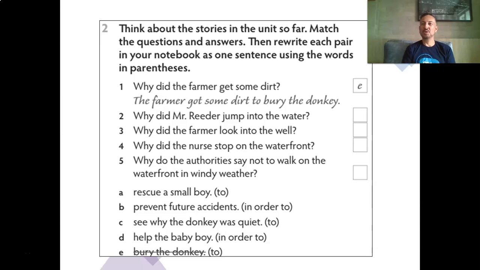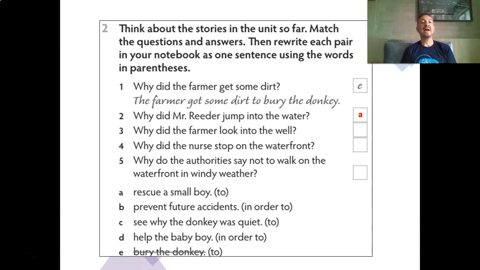So, did you have time to do it? Let's correct the exercise. Okay, why did Mr. Reader jump into the water? So remember Mr. Reader, the man who rescued that baby? So why did he jump into the water? So this is letter A, as we saw, to rescue a small boy. And you have to use the word to. So he jumped into the water to rescue a small boy.